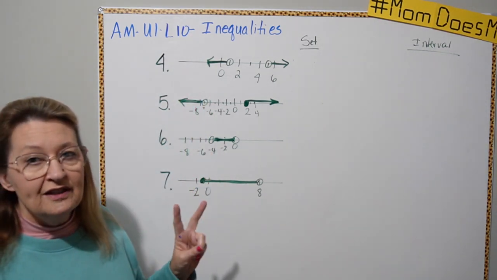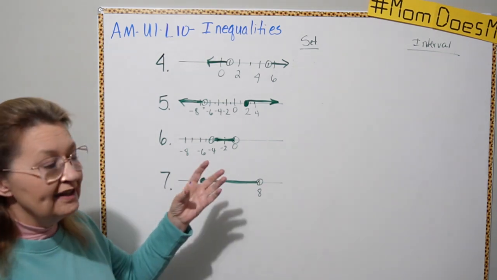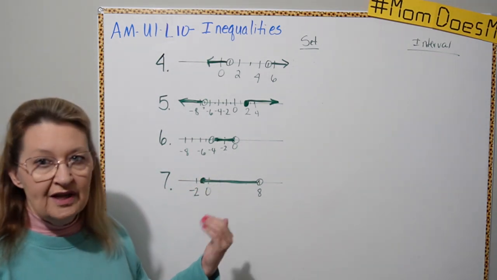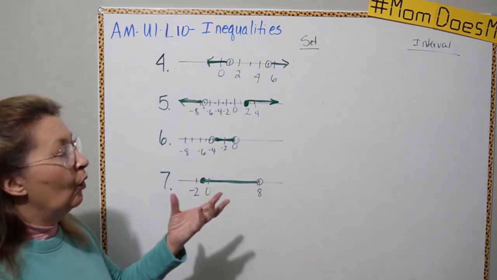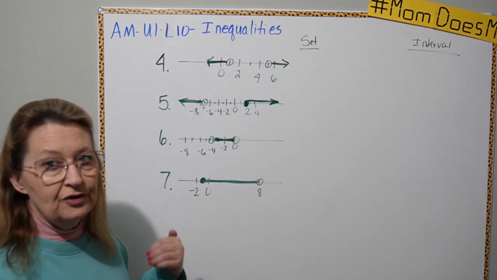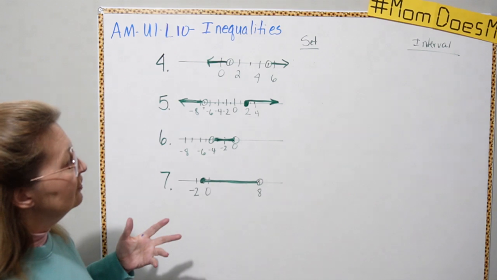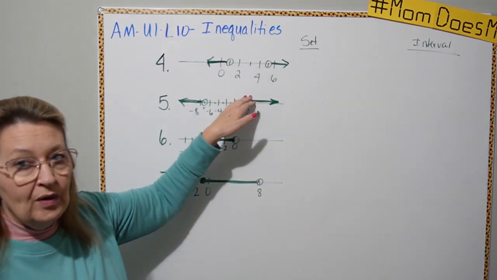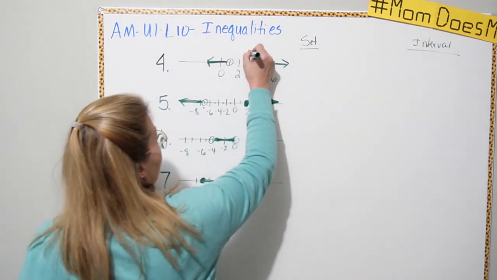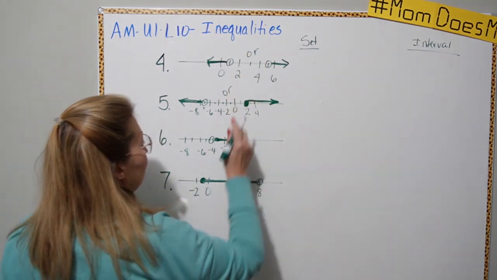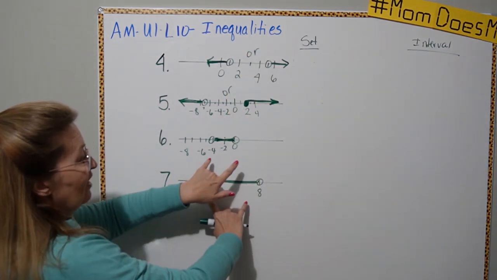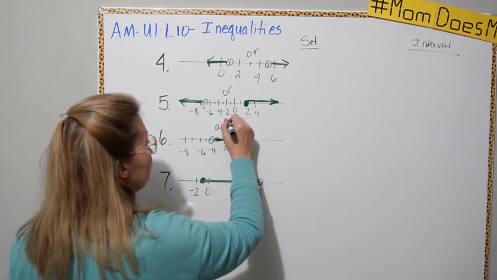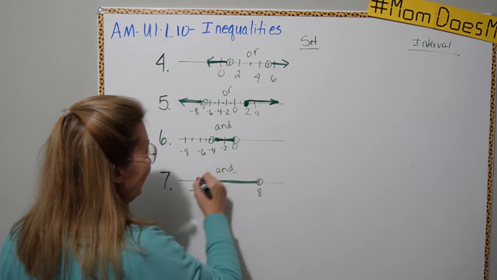Now there's 2 different kinds of compound. There's your AND problems and your OR problems, which are your unions and your intersections, okay? OR is your union and AND is your intersection. So how do you tell the difference? Well, if you have 2 graphs and there's a gap in between, that's an OR problem. If, like number 6 and 7, you have 2 endpoints and your graph is in the middle, well, that's an intersection problem. That's an AND problem.